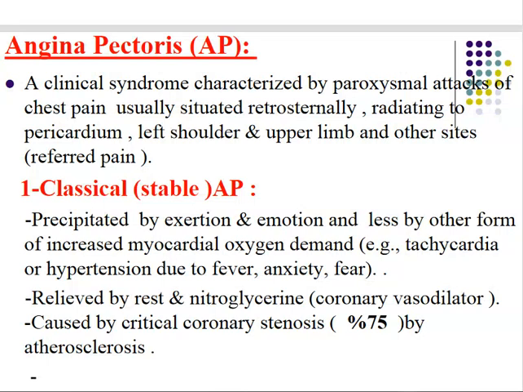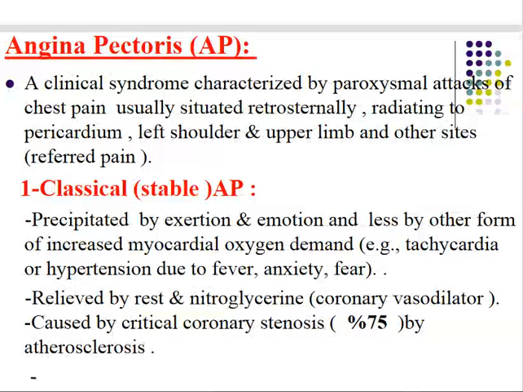Angina pectoris is a clinical syndrome characterized by paroxysmal attacks of chest pain, usually situated retrosternally. This pain radiates to the pericardium, left shoulder, upper limbs, and other side, and so it is considered referred pain. That is to say, the pain originates from the myocardium and radiates toward other areas. There are three main types of angina pectoris.